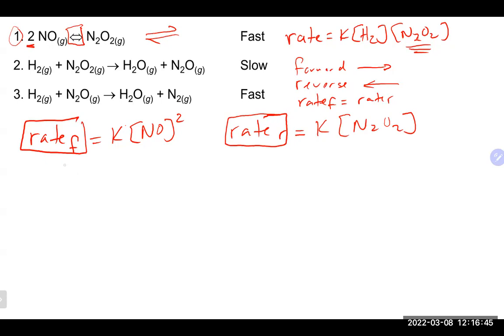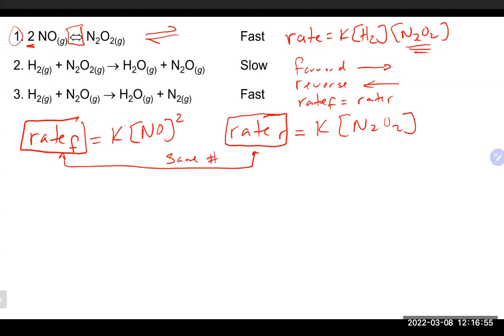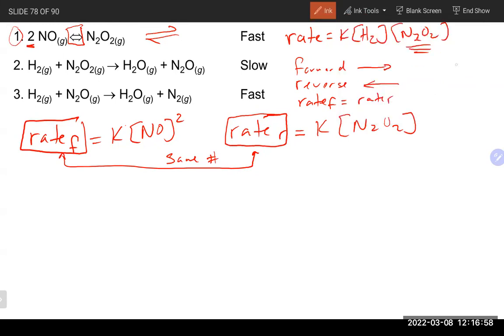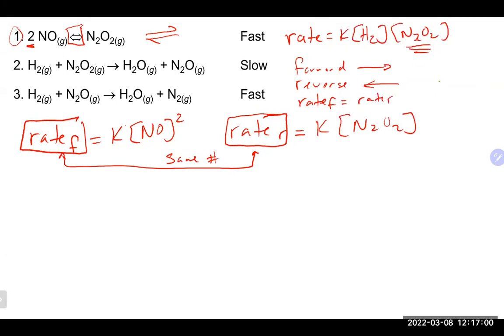They are going to be the same because when this first reaction reaches equilibrium, both of these will be the same number. Again, not sure what that number is at this point, but we do know it will be basically the same number. And that's important because now I could set each of those equal to each other. I could set that the K of the NO squared would equal the K of the N2O2. Any questions so far?